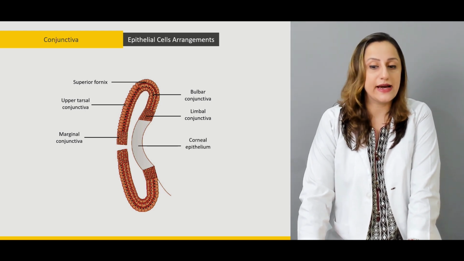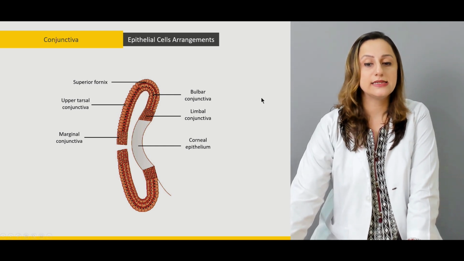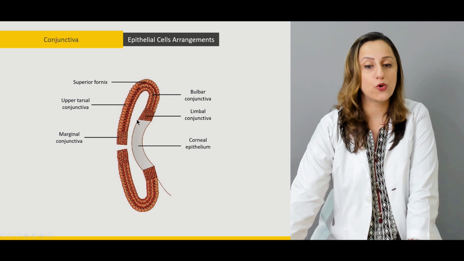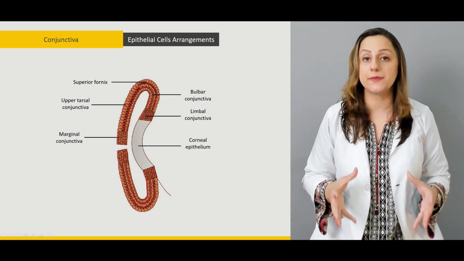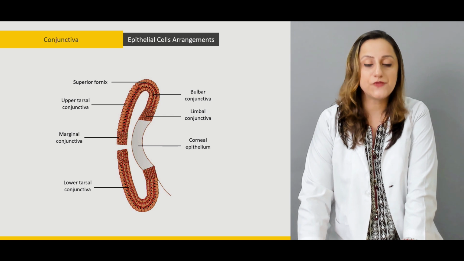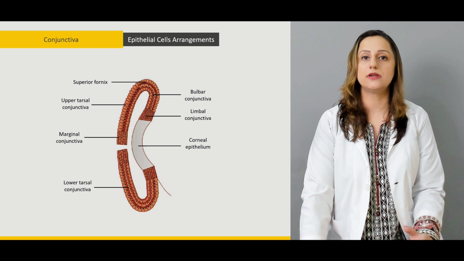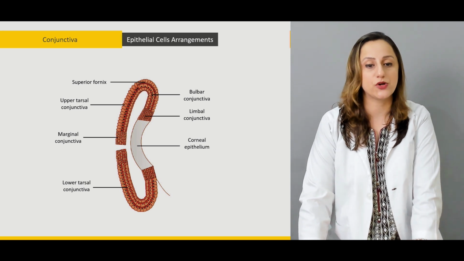And then finally, we have a corneal epithelium. Usually, this limbal conjunctiva becomes continuous with the epithelium of the cornea over here. So it's a continuation, and there is no breakup between these two epithelia. And then we have a lower tarsal conjunctiva, which is quite similar to the upper tarsal conjunctiva.